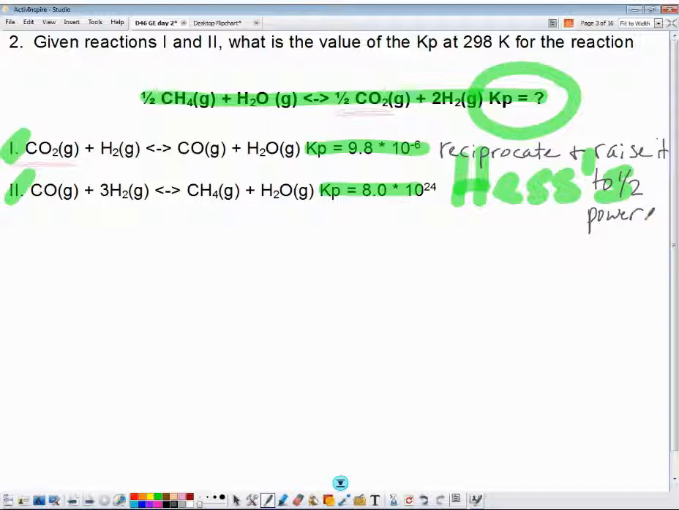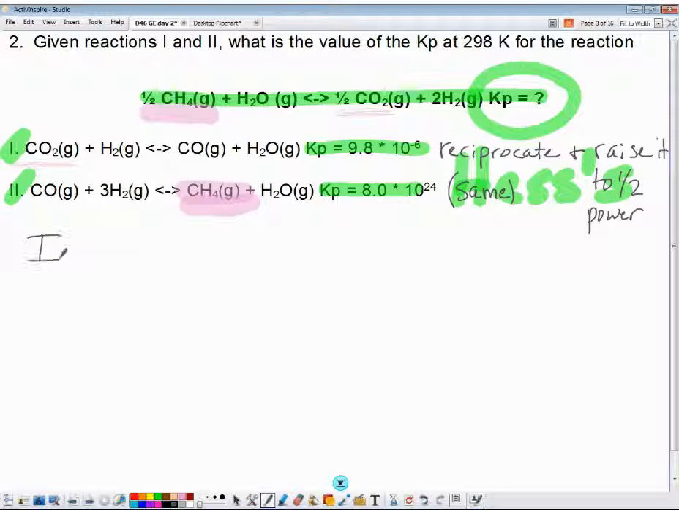Okay, so let's look at equation 2 and let's focus this time on the CH4 right here. All right, Mariah, where do I want my CH4 to be? On the reactant side. And is it on the reactant side when it's here? No. And does it have the right number? No, it needs to be halved. So that means the same thing is going to happen to this Kp. It's going to be reciprocated and raised to the 1/2 power. So let's show what that looks like.